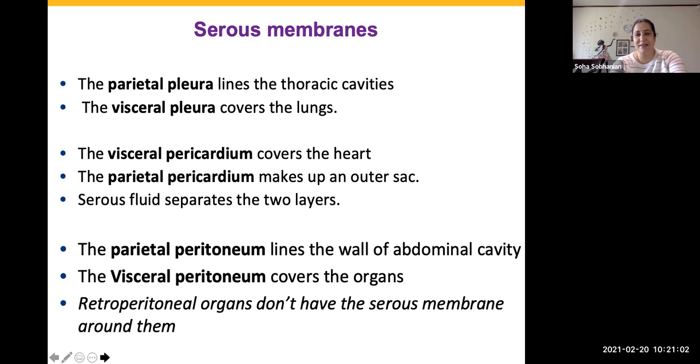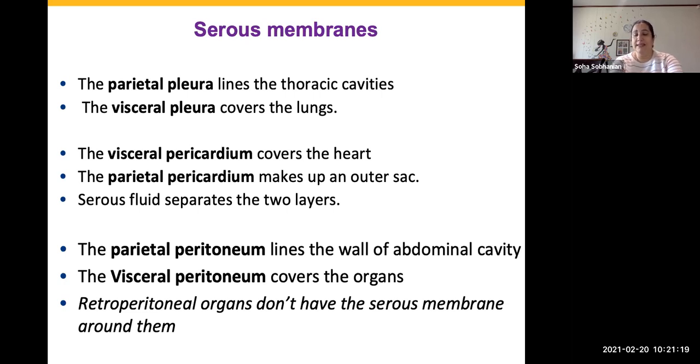We're good? And this is basically the description that I just talked to you guys about. So visceral pleura, for instance, covers the lung. Parietal pleura lines the thoracic cavity. Visceral pericardium covers the heart, etc. And then you guys can read through this.